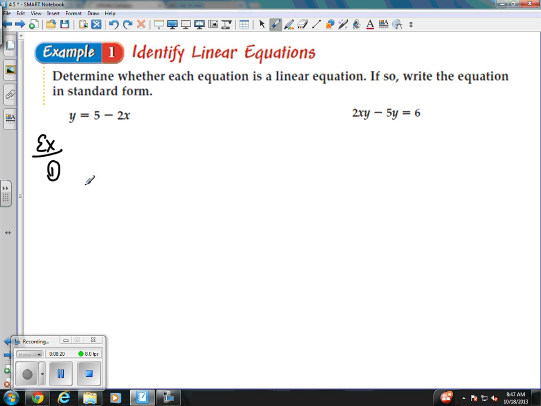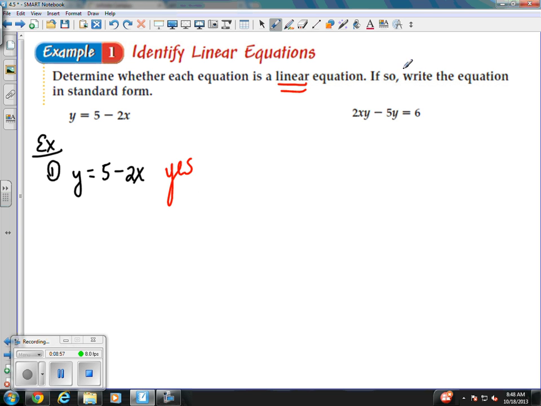Example 1, and we're asked to determine whether each equation is linear. If so, write in standard form. So we're going to look at the first one here. Just beside it, we have y equals 5 minus 2x. It first wants to know if it's a linear equation. I have a y out here by himself. I have 5 and a subtraction and then a minus 2 times x. I'm allowed to multiply variables and numbers. I'm subtracting, so we're good. So yes, this is linear.